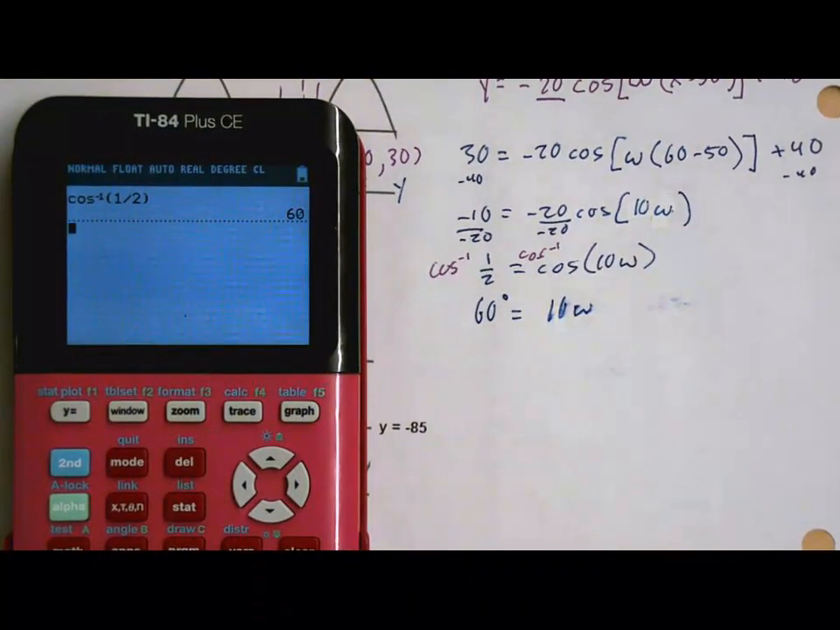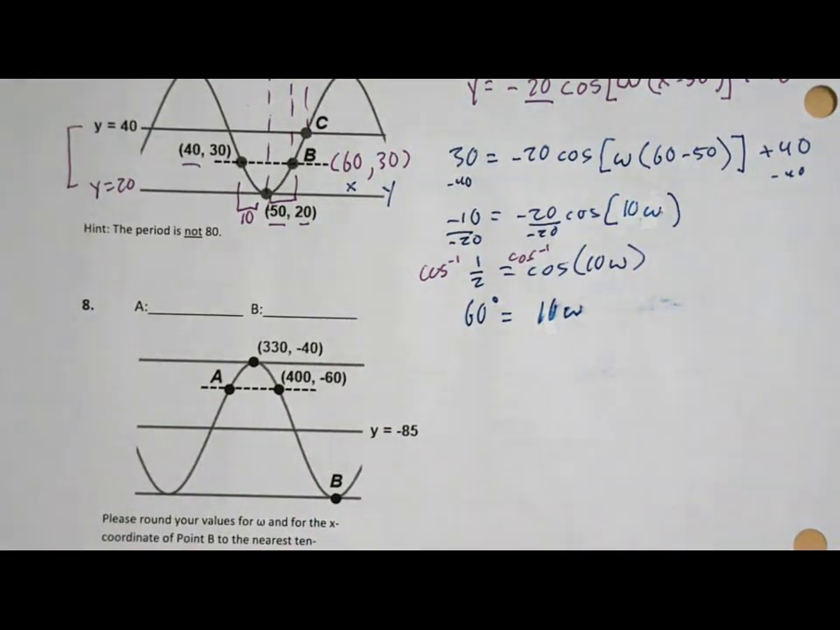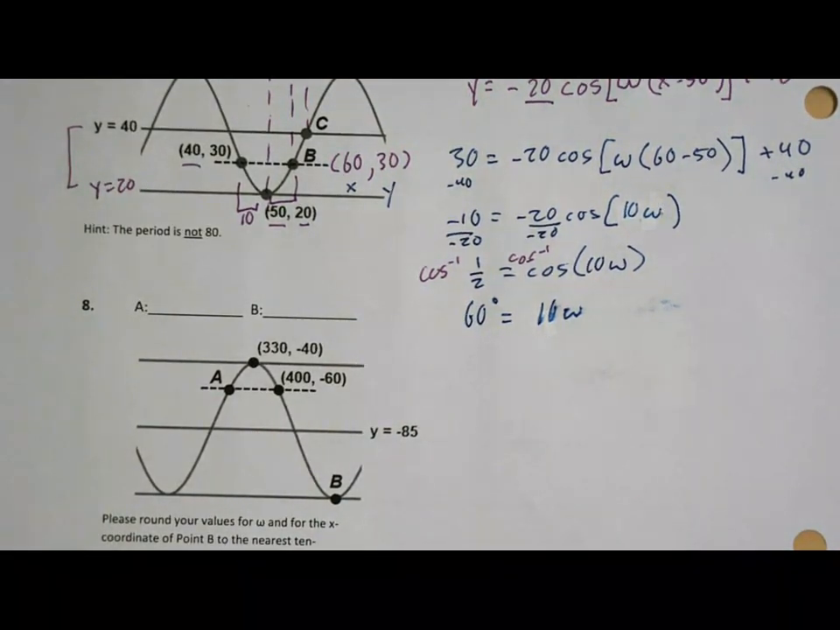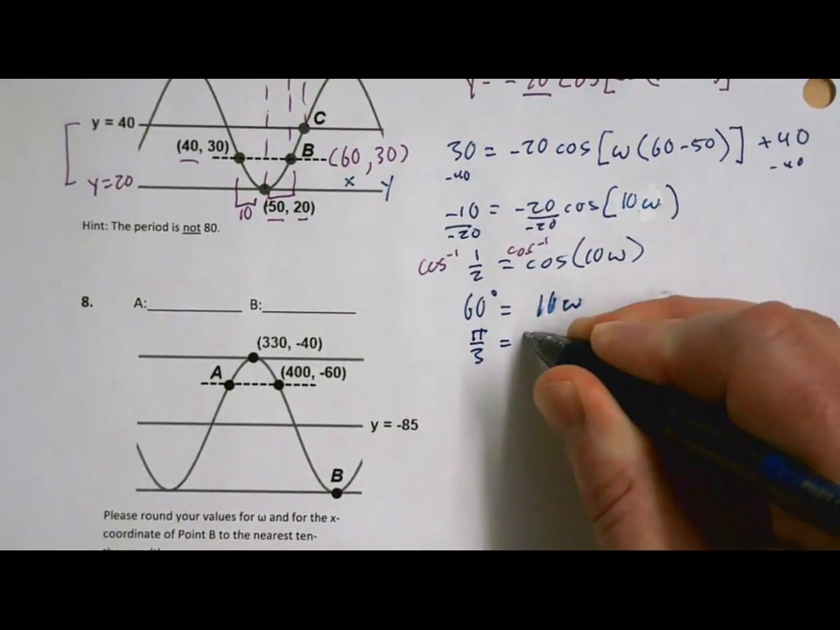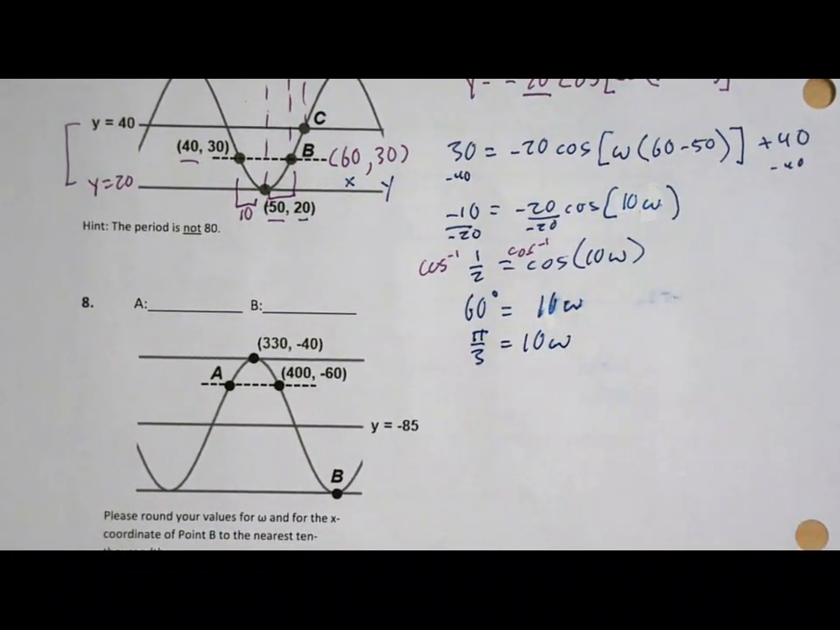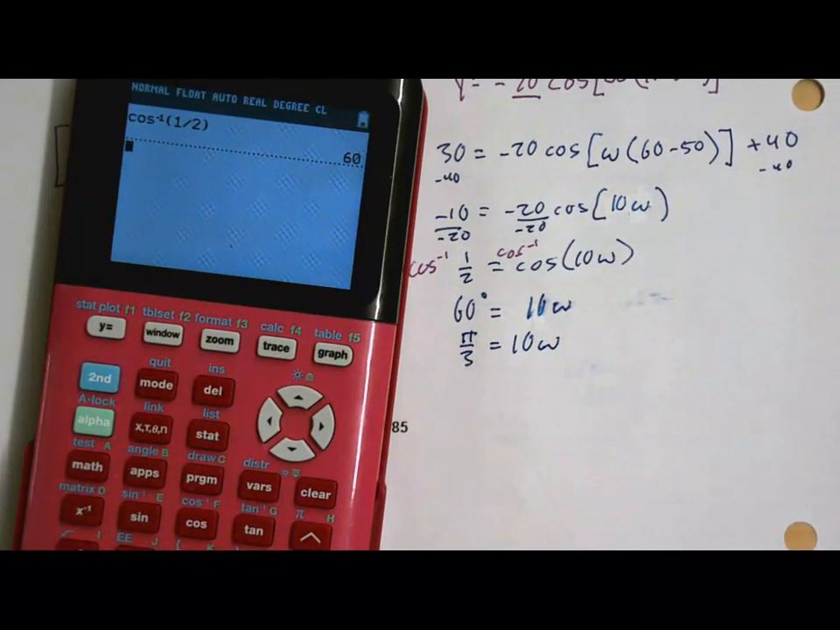Now, when we're trying to find omega, we don't want it in degrees. We want it in radians. So let's just change that 60. We know what that is in radians. The inverse cosine of 1/2. You just type second cosine and put a half in there.